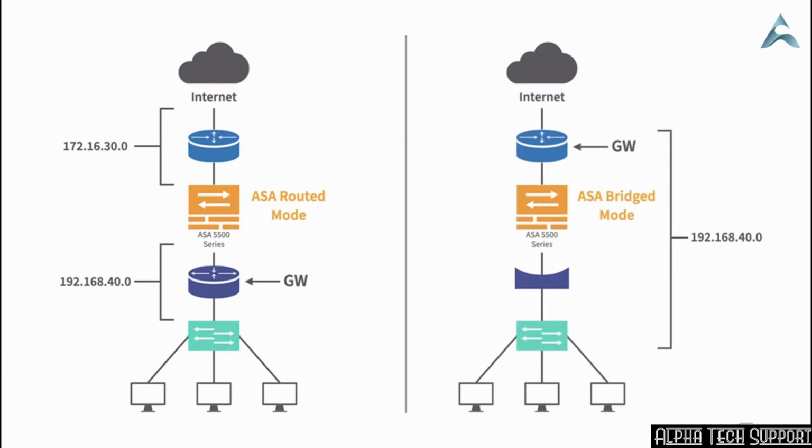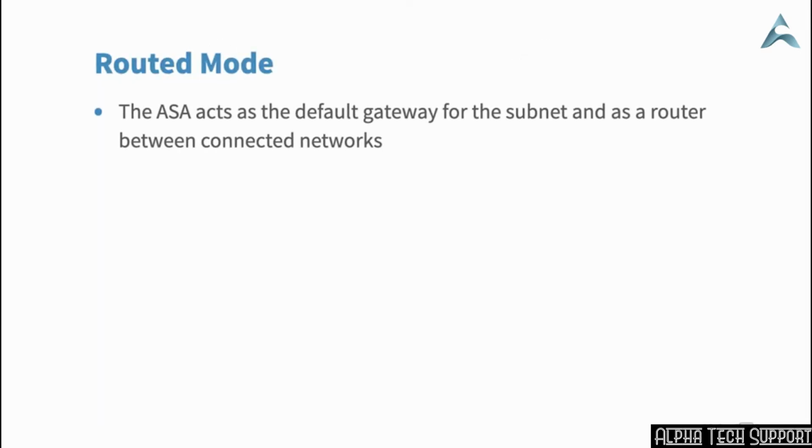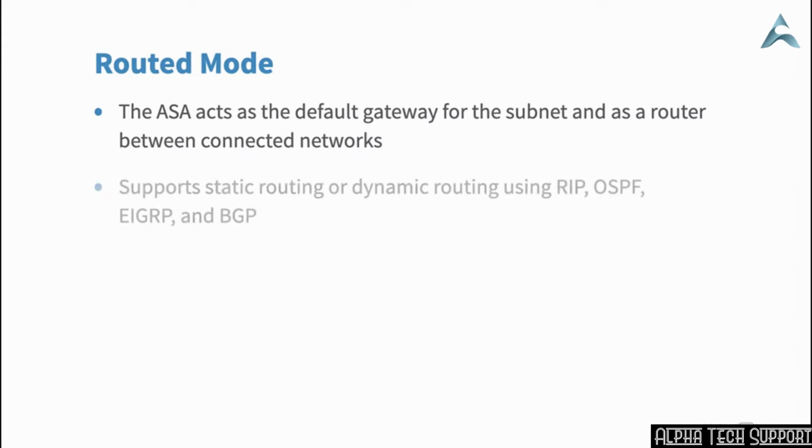The two look similar, yet have distinct differences. In routed mode, the ASA acts as the default gateway for the subnet and a router between connected networks. It provides a layer 3 boundary between zones and interfaces and supports either static or dynamic routing using RIP, Open Shortest Path First, EIGRP, and BGP.